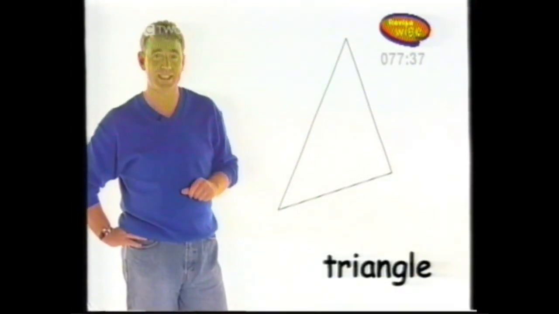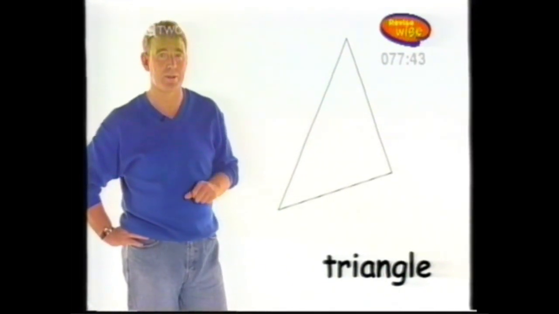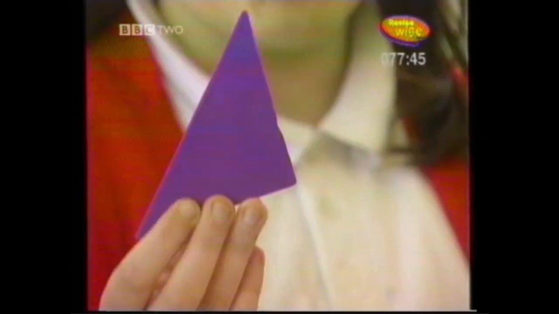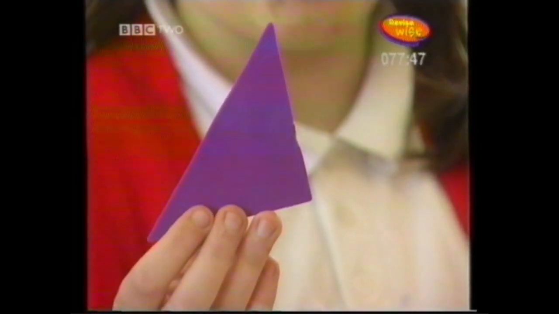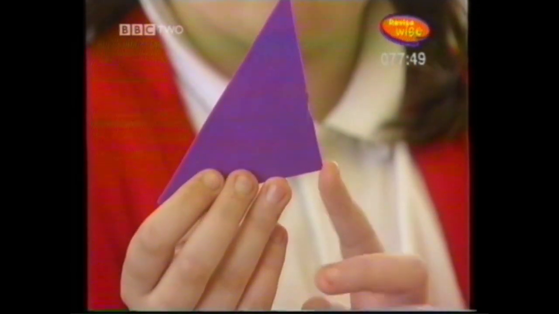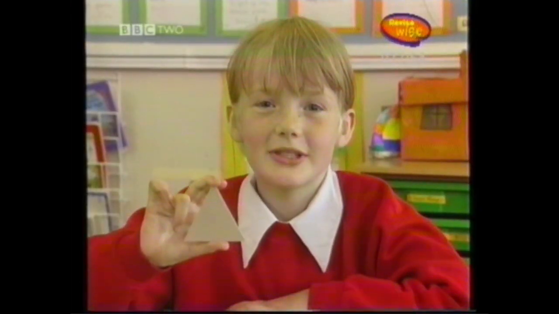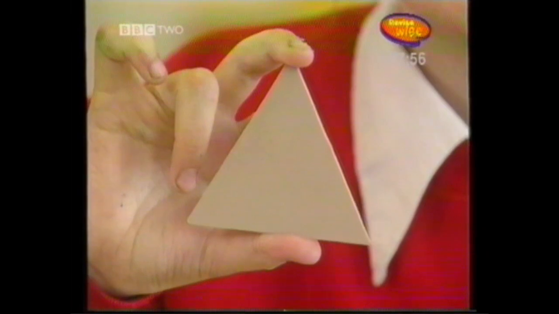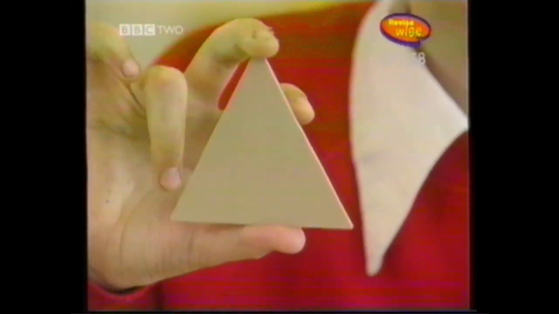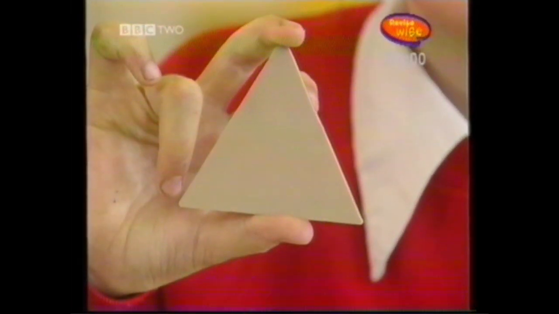A triangle has 3 sides and 3 angles where they meet. And there are different kinds of triangles, and you need to know something about them. This is a triangle. It is also a right angle triangle because it has 1 right angle. This is a triangle because it has 3 sides. It is also an equilateral triangle because all the sides are equal and so are the angles.